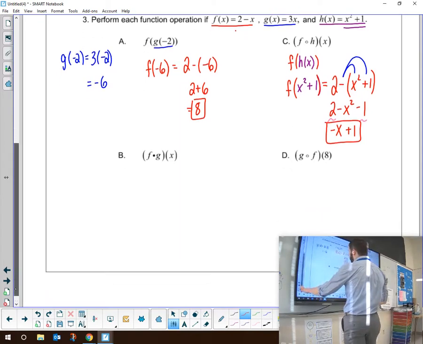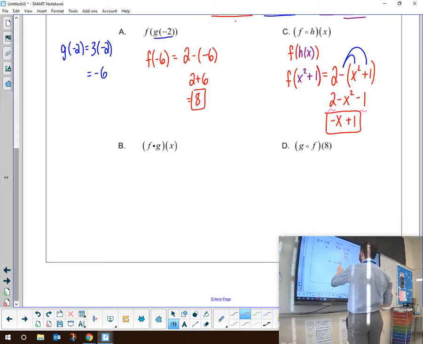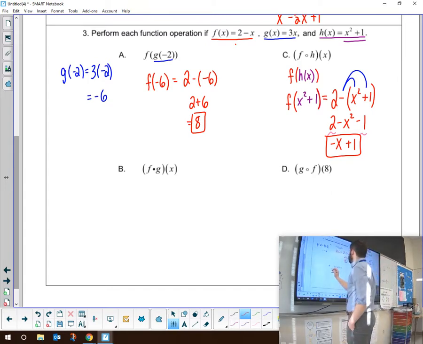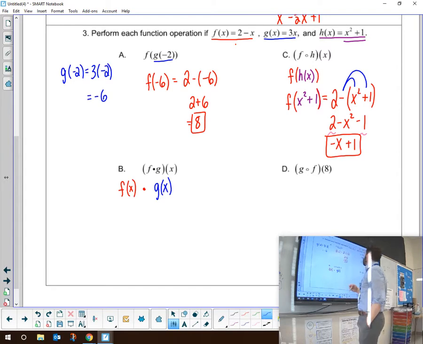Let's take a look at letter B. So letter B, we have f times g of x. Okay, this is different than my f of h up here. Okay? The open circle and the multiplication are different. So whenever we see multiplication, it means f of x times g of x. So we're going to take f of x and g of x. We're going to write them out separate. Okay, my f of x is 2 minus x. My g of x is 3x, and we're going to multiply these two together, right?